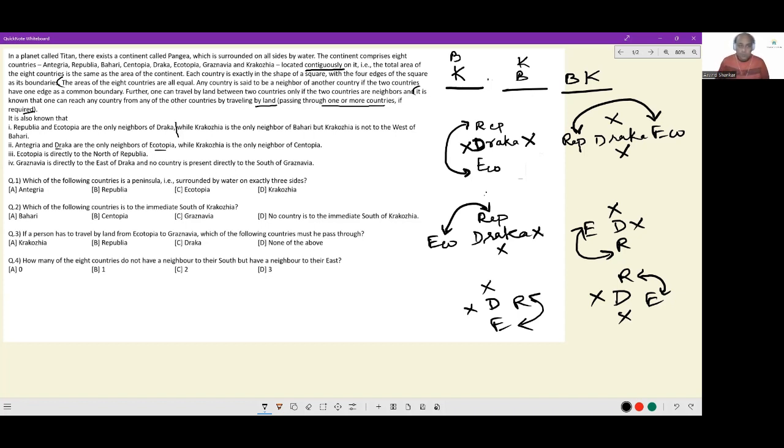If Ecotopia is supposed to be directly to the north of Republia, and we know these two are the only countries that are neighbors of Draka, the only way this can be done is if Draka is here, Ecotopia is here, and Republia is here. The only way this can be accomplished is Ecotopia is here, Draka is here, and Republia is here.